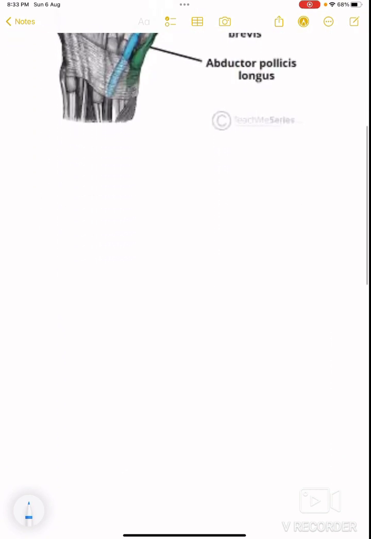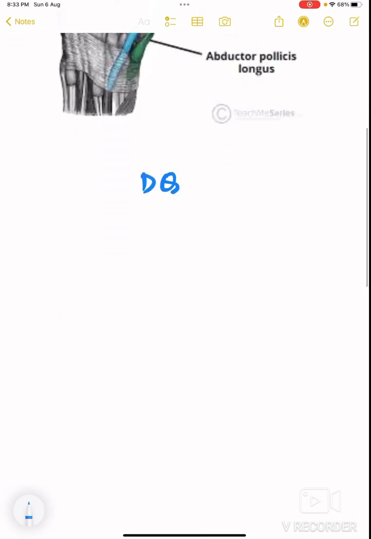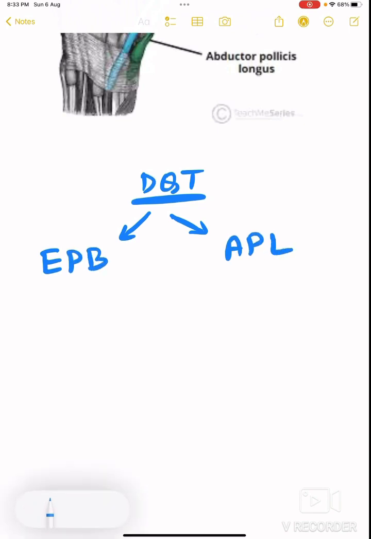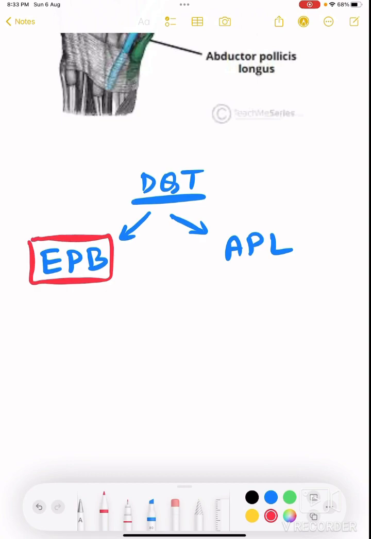So in De Quervain Tenosynovitis, there are two tendons of muscles that are involved. The first one is EPB and then APL, right? EPB and APL. You have to remember it in this manner, EPB and APL.